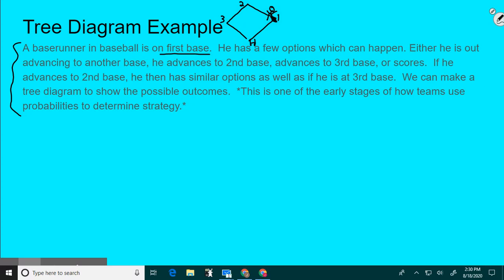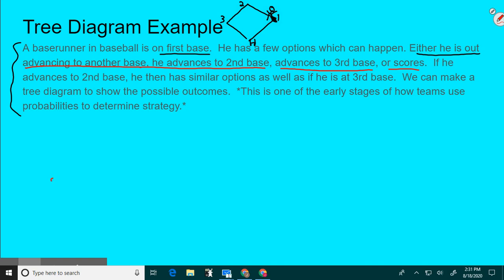He's getting ready to do something. There's a few options that can happen. Either he's going to be on the next, I guess you could say the next play, or the next outcome that happens in the game. He could either be out, he could advance to second base, he could advance to third base, or he could score. I guess also he could stay there, but for simplification purposes, we'll pretend he can't stay there. So those are my options.